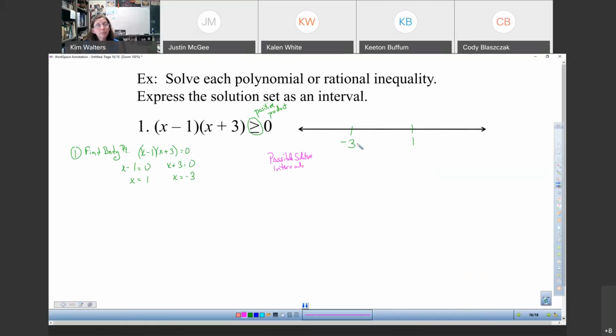If you notice, by putting 2 boundary points on it, I've divided my number line into 3 pieces. My first part of my number line goes negative infinity to negative 3. Negative infinity to negative 3. I put a round bracket there. I don't want a round bracket. Why don't I want a round bracket? Can anybody tell me why I don't want to put a round bracket here?